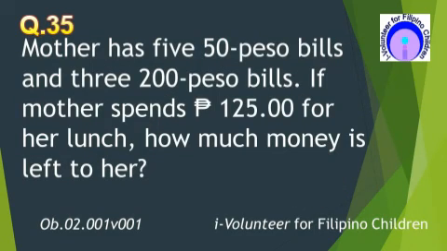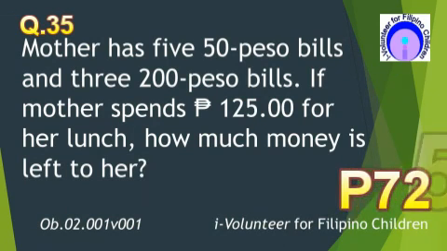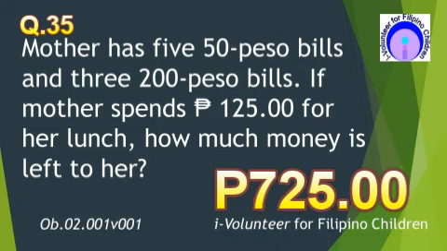Question number 35. Mother has 5 50-peso bills and 3 200-peso bills. If mother spends 125 pesos for her lunch, how much money is left to her? The answer is 725 pesos.